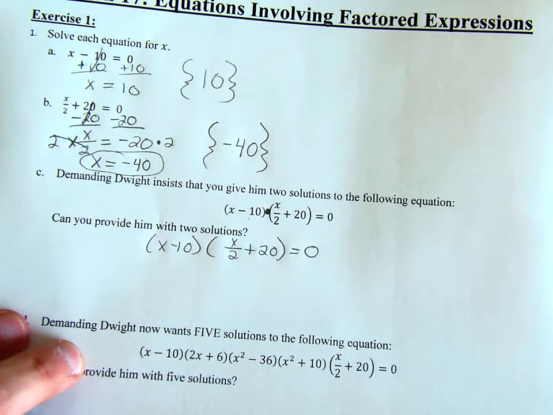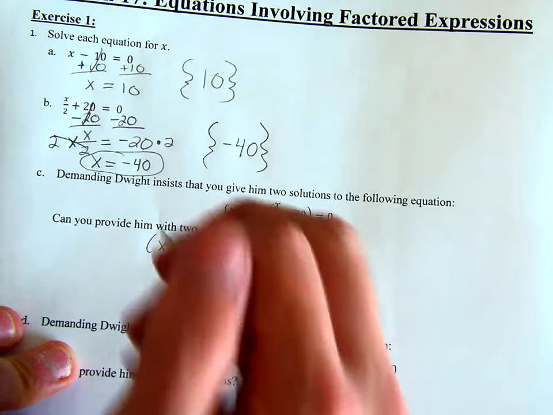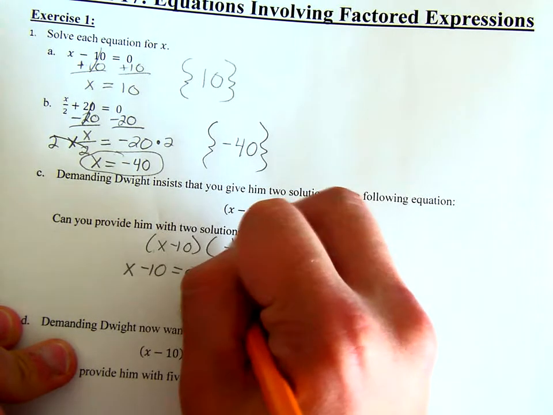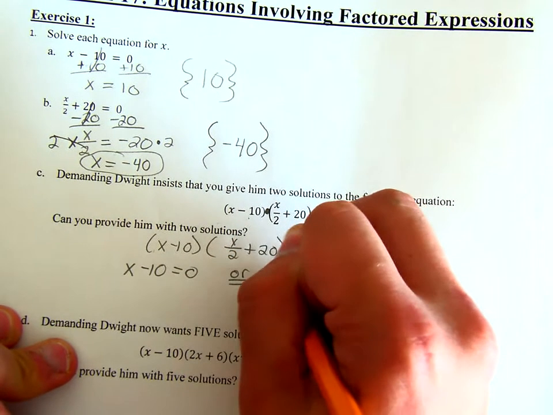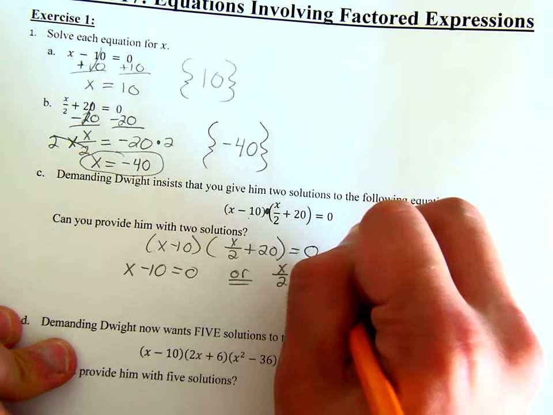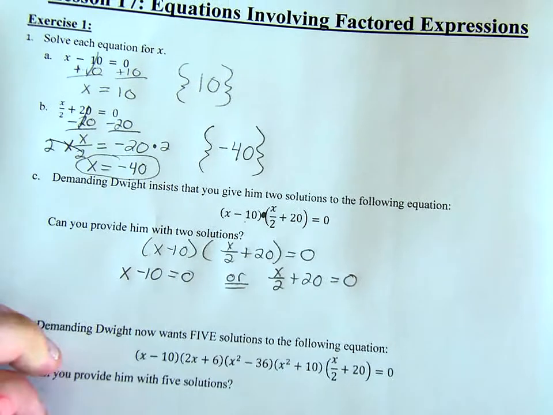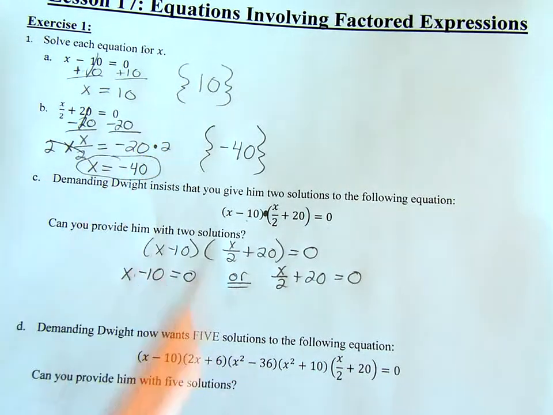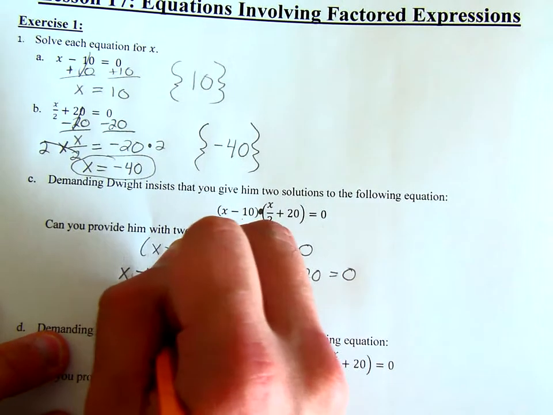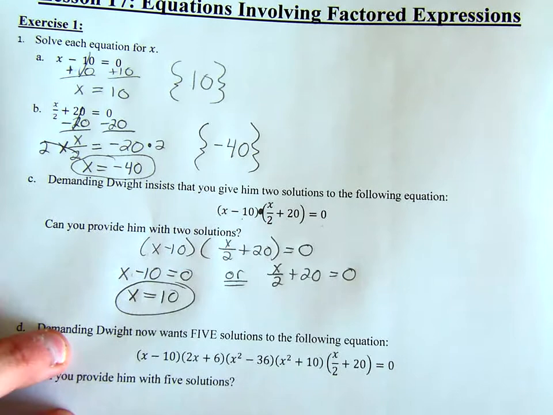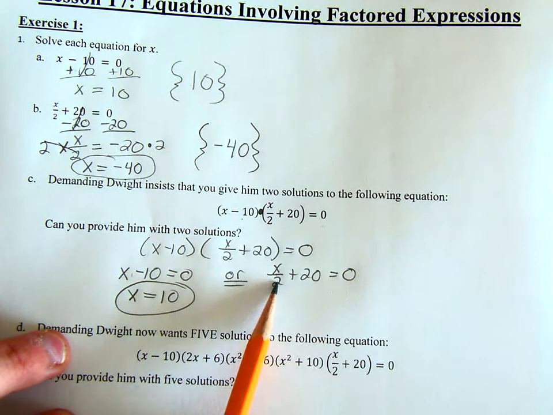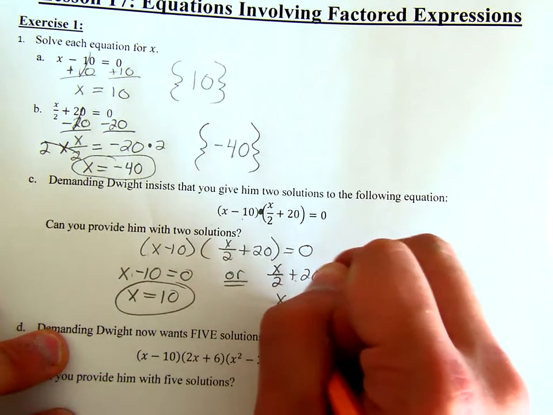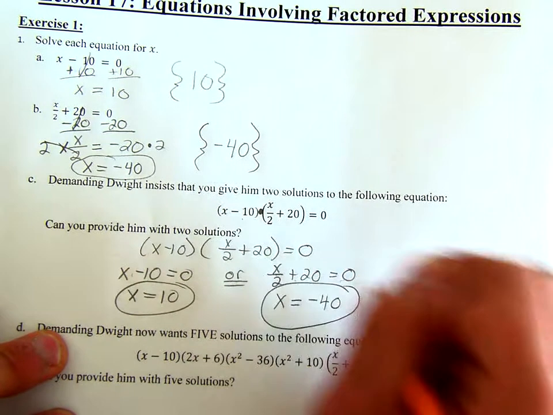We could have that x minus 10 is equal to 0, or we can have that x over 2 plus 20 is equal to 0. So if we have that, again, we know what the solution is. X minus 10 is equal to 0 we just solved up here, so we know that x is going to be equal to 10. And we just solved this one. X divided by 2 plus 20 is equal to 0, we know that x is going to be equal to negative 40. So those are our two solutions.